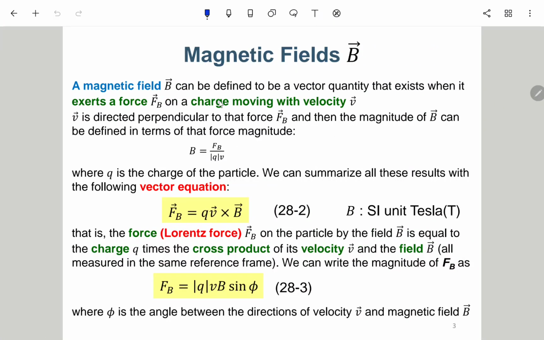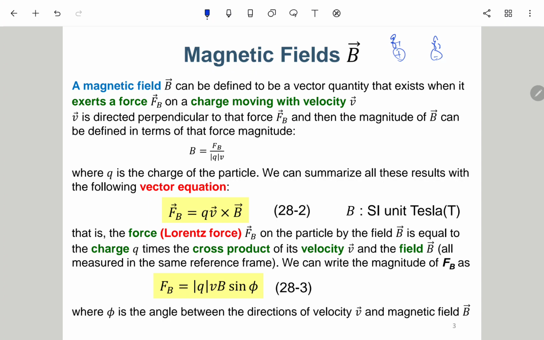So this is the B field. The B field can be defined as a vector quantity that exerts a force F_B on a charge moving with a velocity v, similar to Coulomb's force. In chapter 21, we learned Coulomb's force, which means that if we have two charged particles, Q1 and Q2, whether positive or negative, there will be a force interacting between these two charged particles.